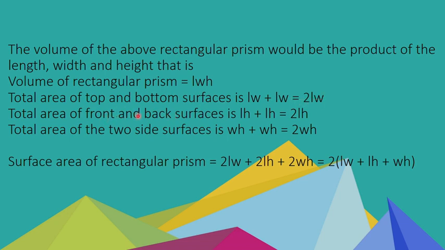Similarly, front and back surfaces are length into height, and similarly the two side surfaces are width into height, that equals 2 into width into height. So surface area is nothing but the combination of all the areas of the surfaces. So that equals 2 times length into width plus 2 times length into height plus 2 times width into height, that equals 2 times, take common 2, so we get length into width plus length into height plus width into height.